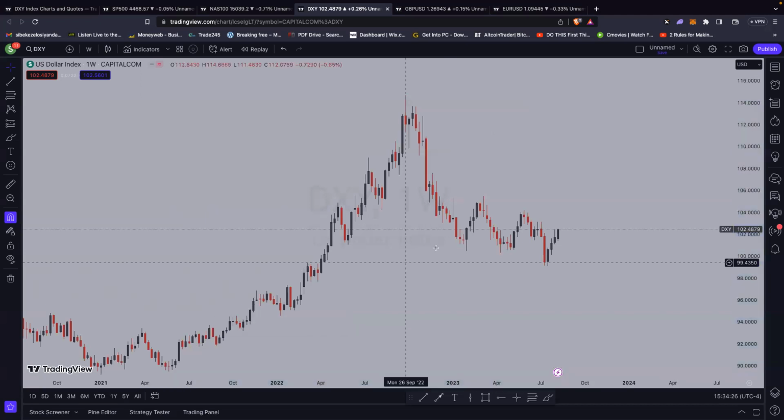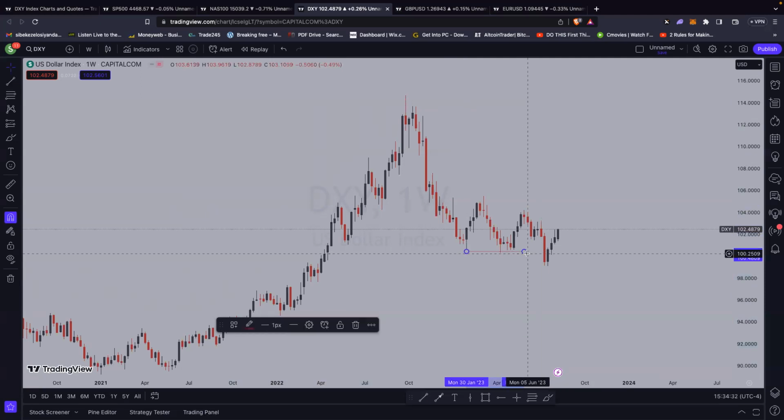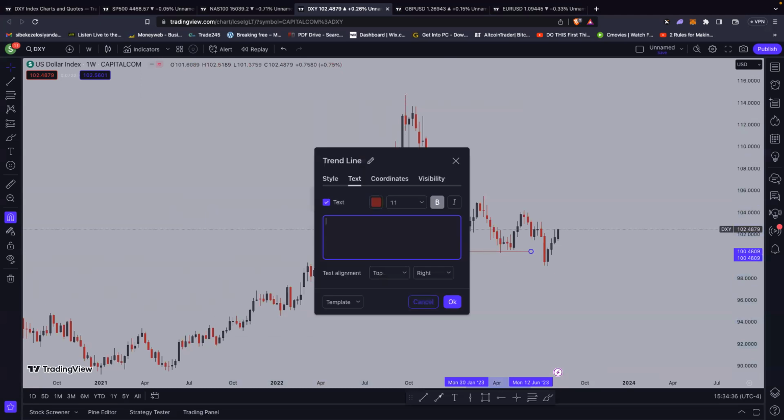So on a weekly chart, we have these relative equal lows here, as you can see, that we recently took out. So we have sell side. So we took the sell side, and now we are looking to take buy side here.